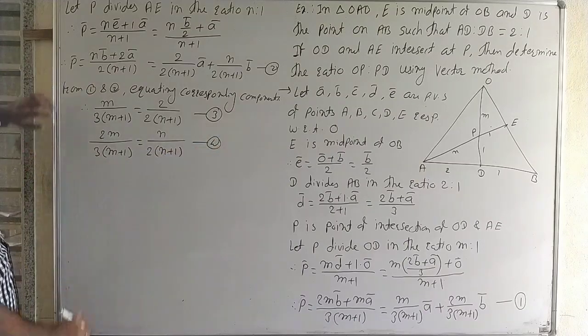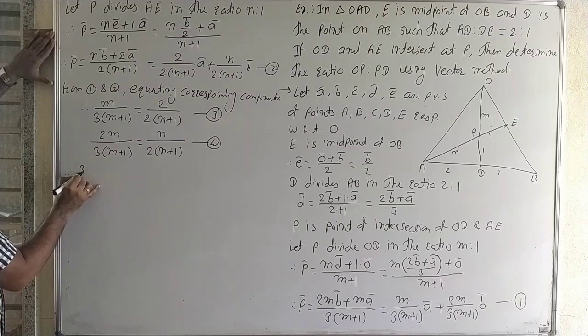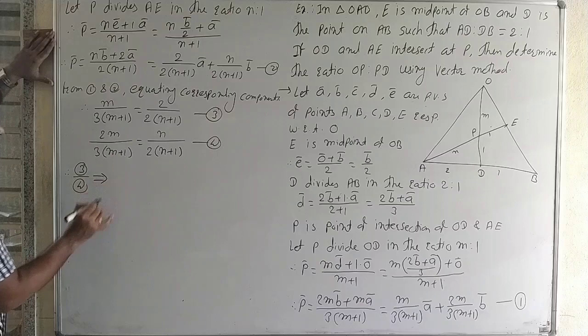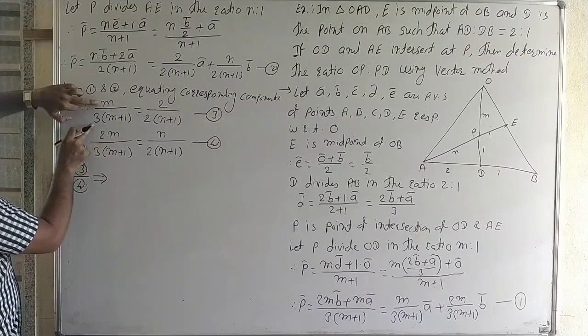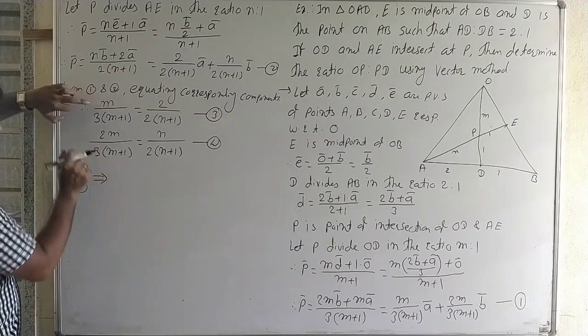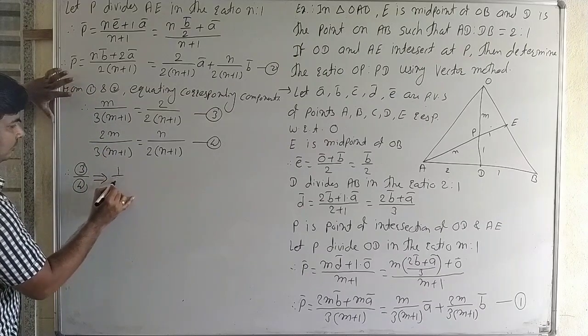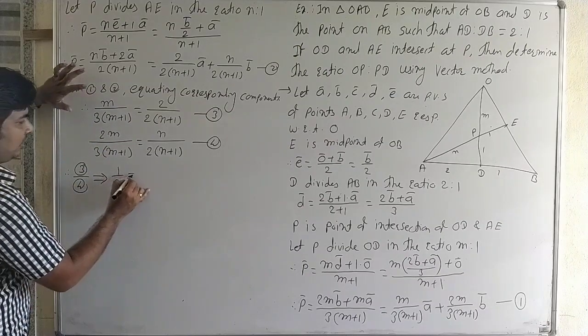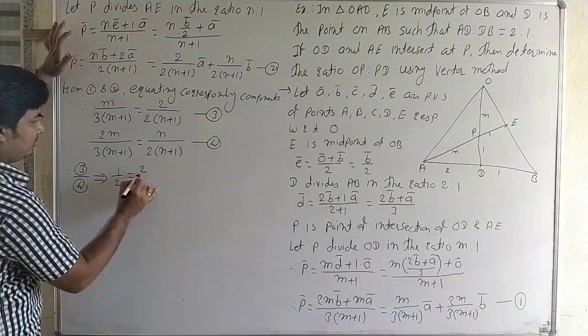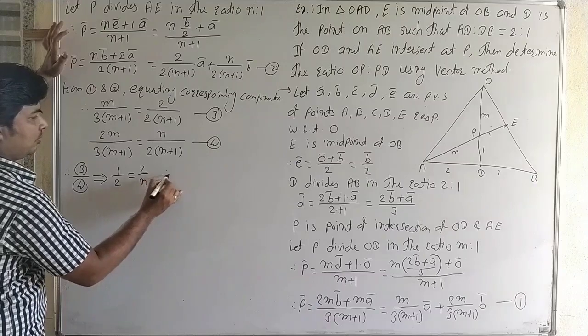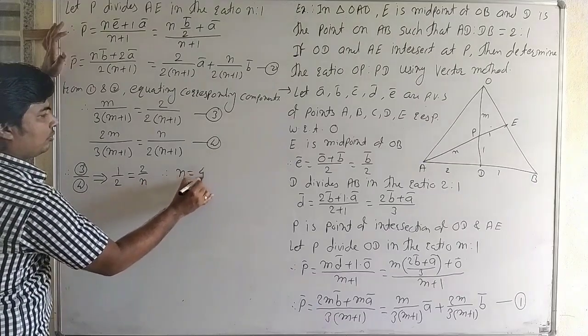Now we divide equation number 3 by equation number 4. Here m gets cancelled, 3 into (m plus 1) gets cancelled, and 1 by 2 remains, which is equal to, here (n plus 1) cancels, 2 by n. Therefore n is equal to 4.